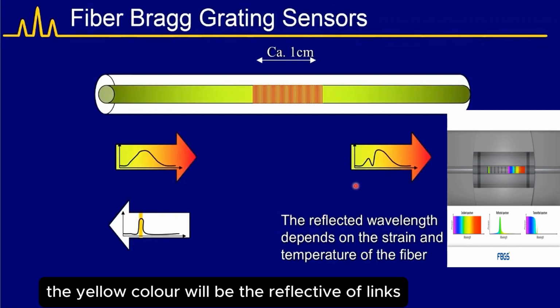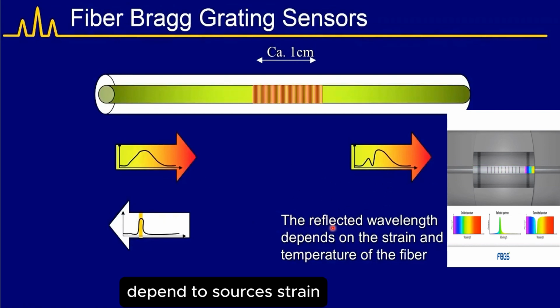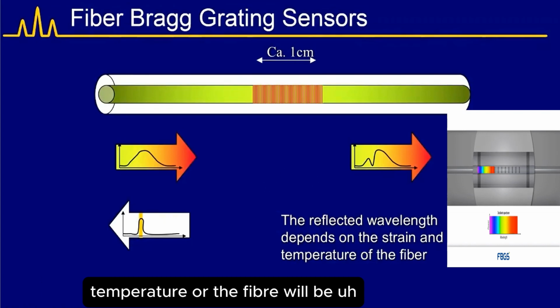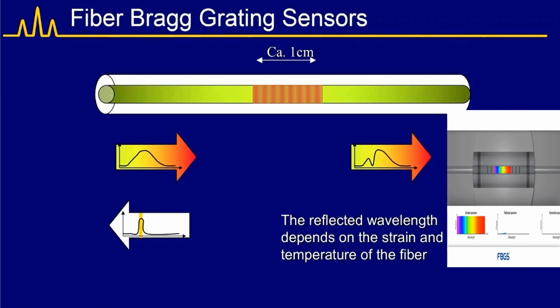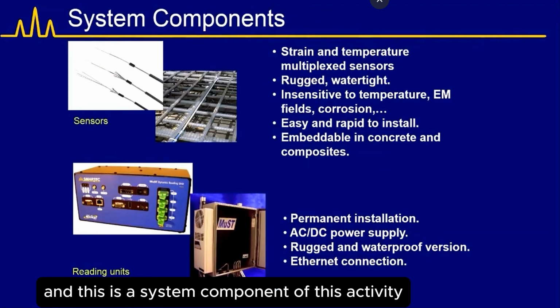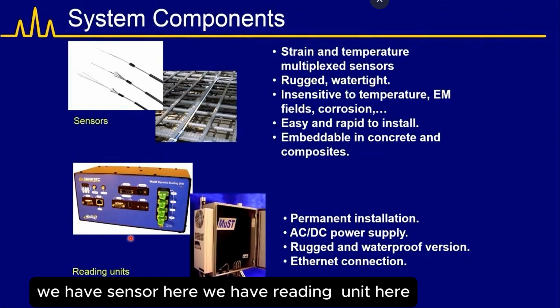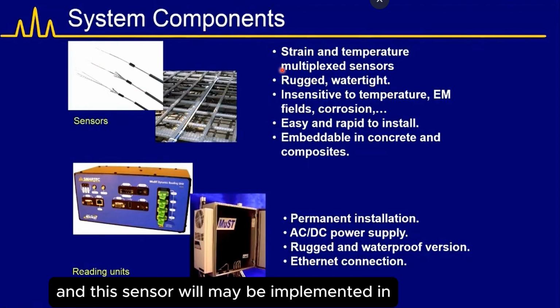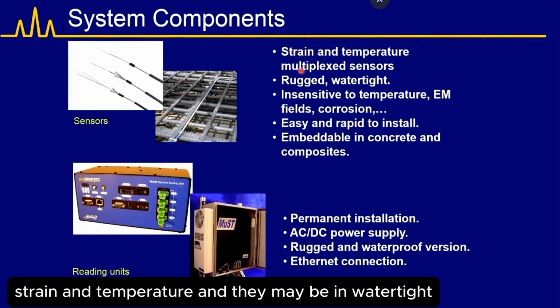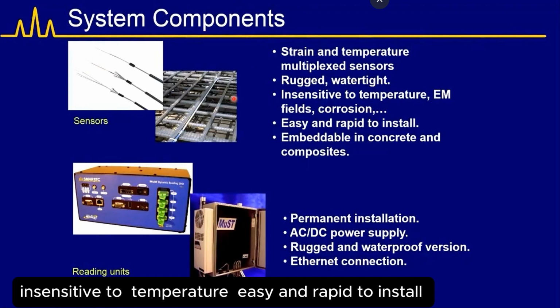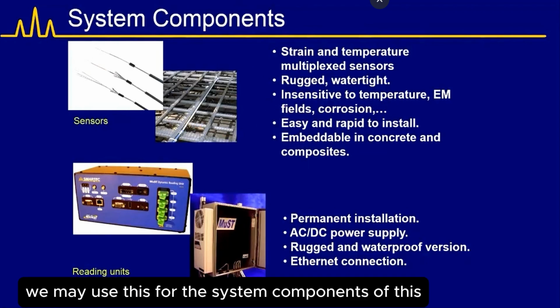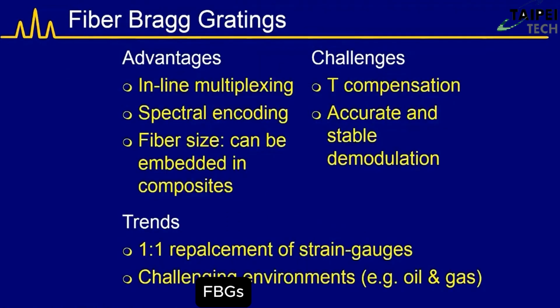The yellow color will be the reflective wavelength, and depending on the strain and temperature of the fiber, it will be displayed. And this is the system component of this FBG. As we have observed here, we have a sensor, we have a reading unit, and this sensor may be implemented for strain and temperature. It may be in water, insensitive to temperature, and easy and rapid to install. We may use this for the system components of this FBG.